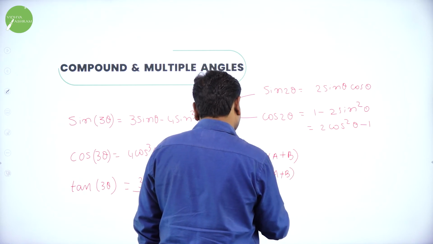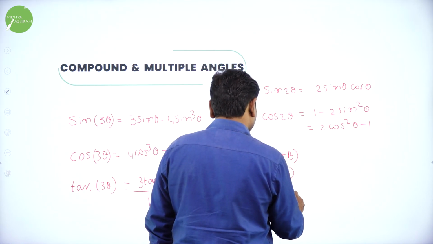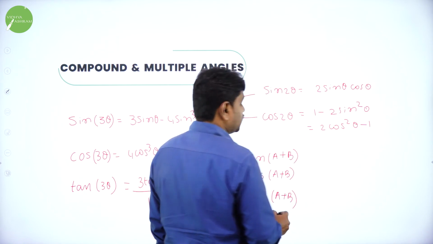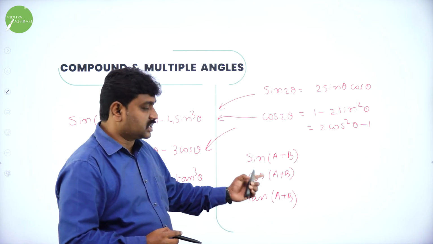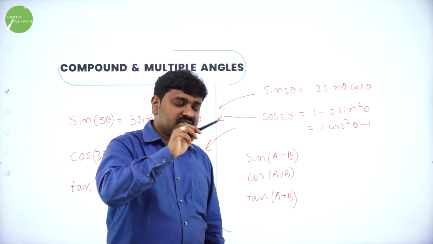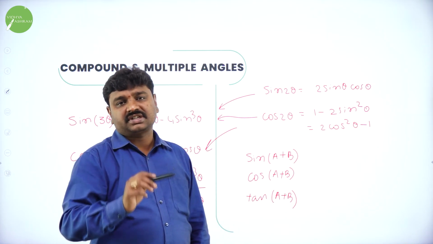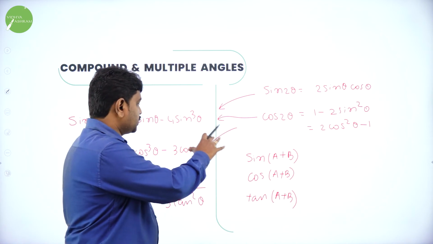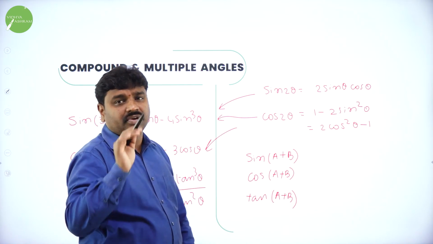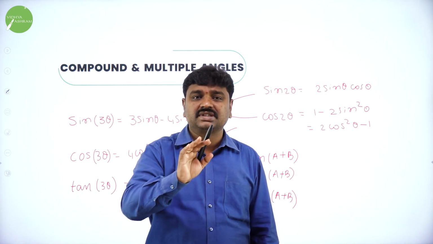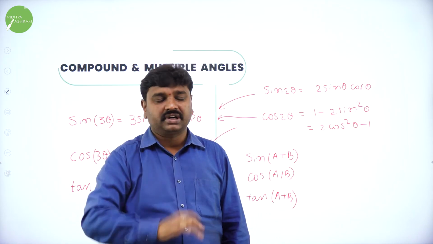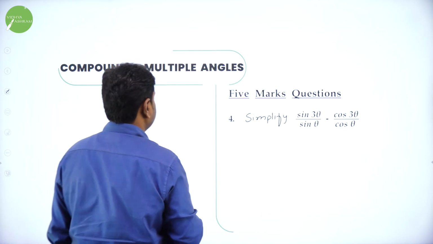So you should also know the compound angles. What is sin of A plus B? Sin A cos B plus cos A sin B. What is cos of A plus B? Cos A cos B minus sin A sin B. What is tan of A plus B? Tan A plus tan B by 1 minus tan A into tan B. These are the basics to derive this, and today you have learned multiple angles. Please sit and revise them and become thorough. So most important, let us simplify this.